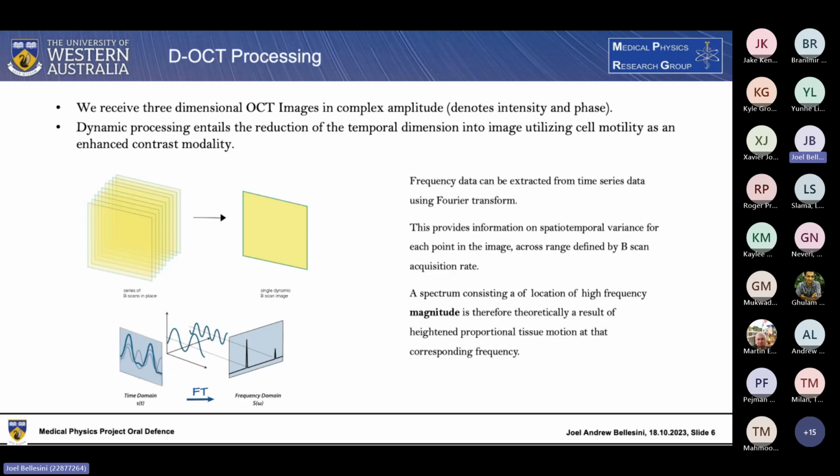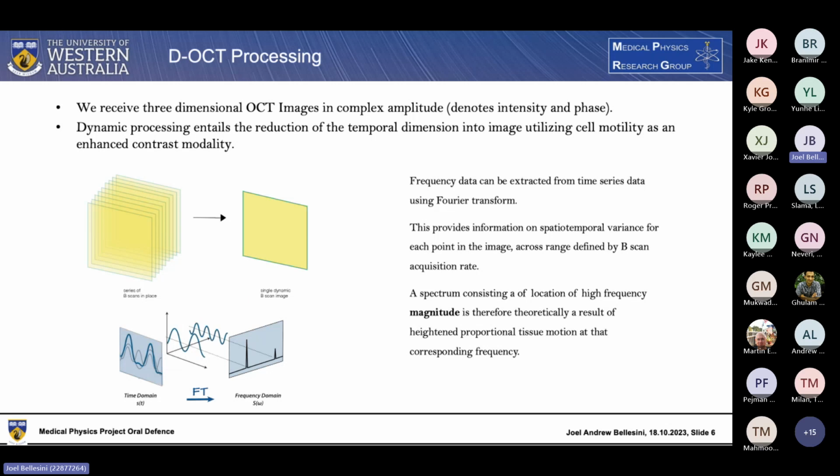To hammer this home, the processing will entail the reduction of this temporal dimension into a single image, utilizing cell motility as the contrast modality. Frequency data gets extracted from our Fourier transform, which provides information on the spatial-temporal variance for each point. And the fundamental idea behind this is pretty important.